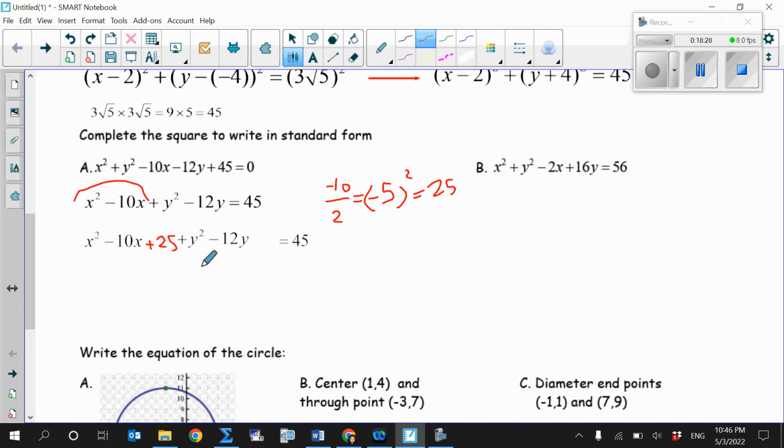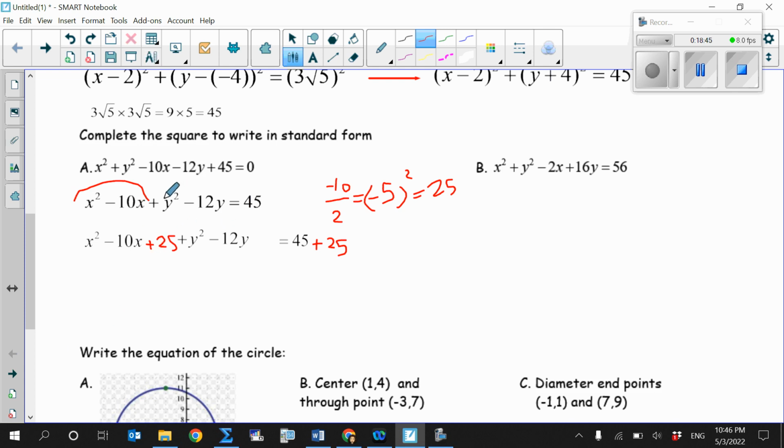To make the balance, whatever I add here, I'm going to add the same thing to the right side as well. So I added 25. I'm going to add this 25 to this side as well. Okay, so this was the first part.